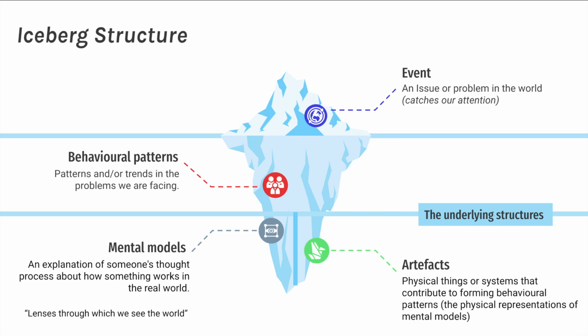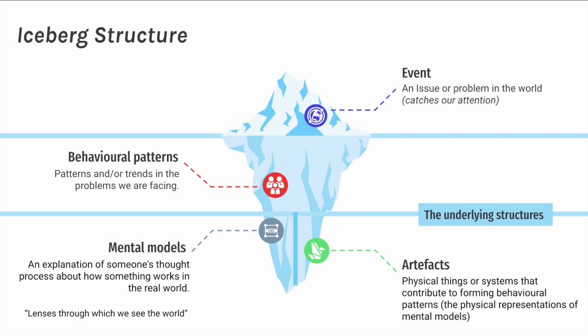The tip of the iceberg, the only part we see above the water, is the event. It is any issue or problem in the world that catches our attention. Right below the surface of the water is the behavioral pattern, so they are the patterns and trends we see related to the topic or event we've chosen. Finally, at the bottom of the iceberg we have the underlying structures. This is made up of mental models and artifacts.